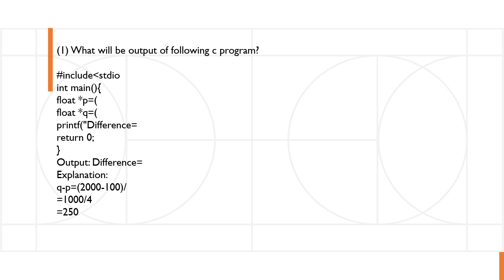Let's see what's the output of the following program. Float p, which holds address 1000, and q, which holds address 2000. So this is a float type. Here also the same stuff: 2000 minus 1000, divided by the size of float. The size of float is 4 bytes. So 2000 minus 1000 is 1000, divided by 4 gives me 250.